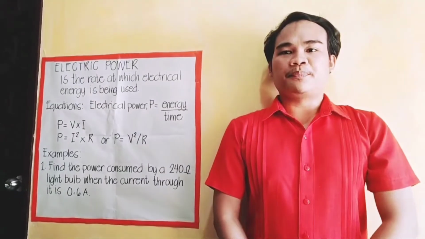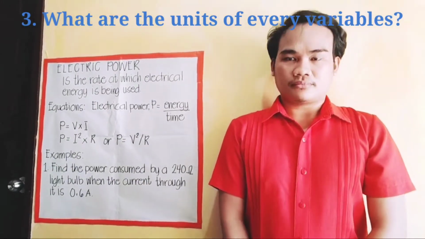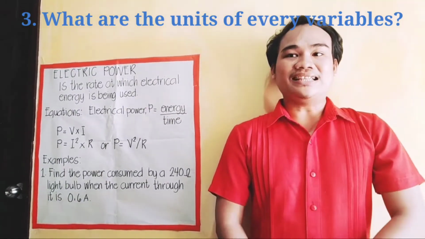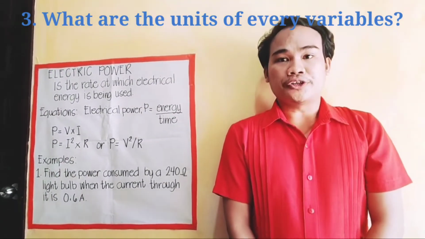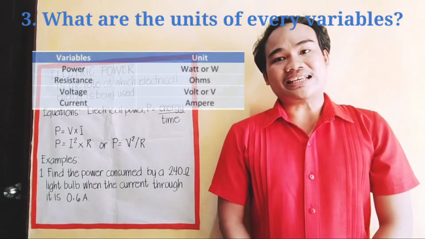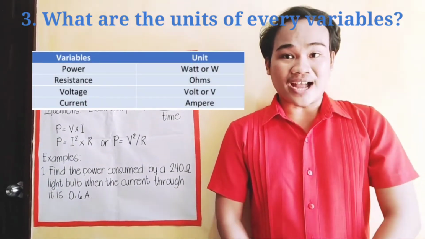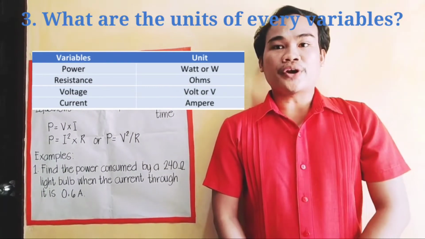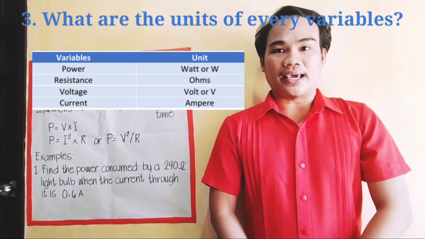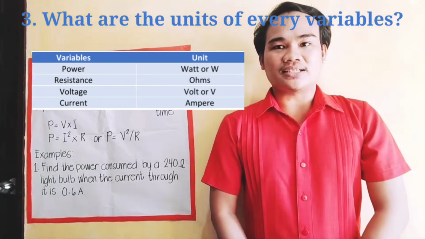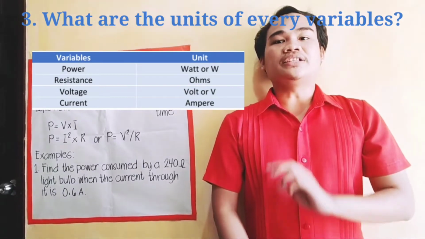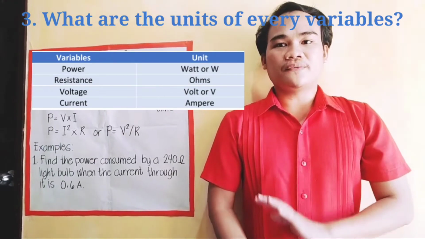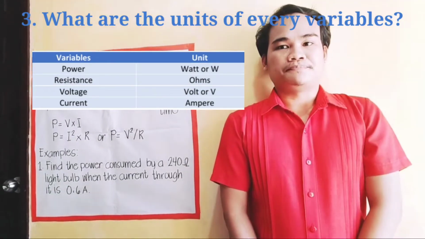In the third question, we have: what are the units of the variables in electrical power? The unit for power is watt, and the unit for current is ampere, or A. The unit for resistance is ohms. And the unit for voltage is volts.